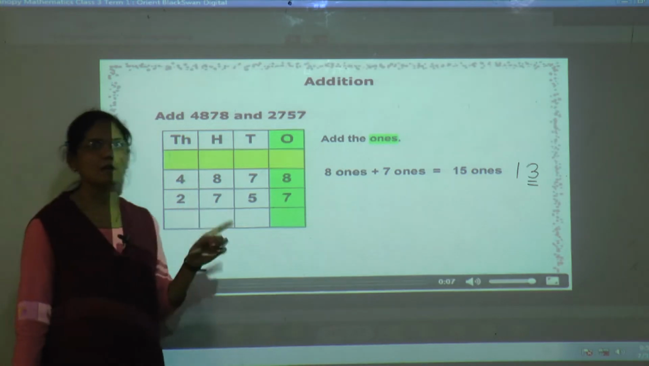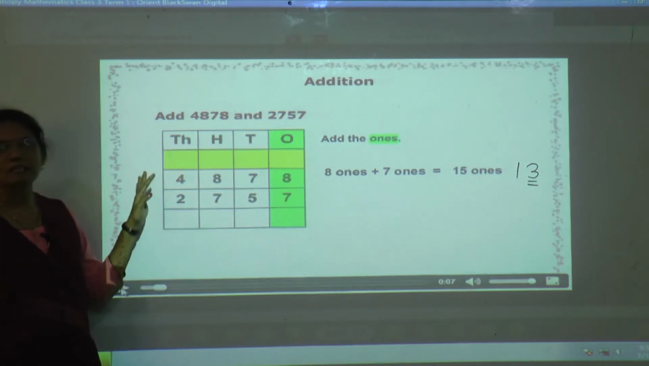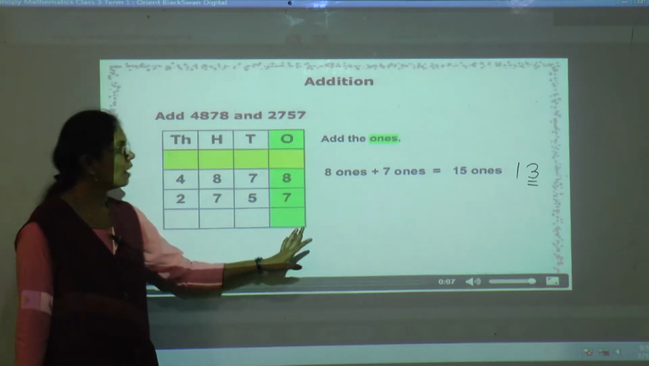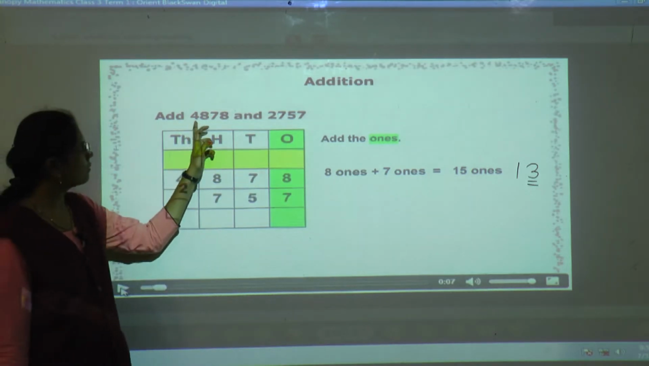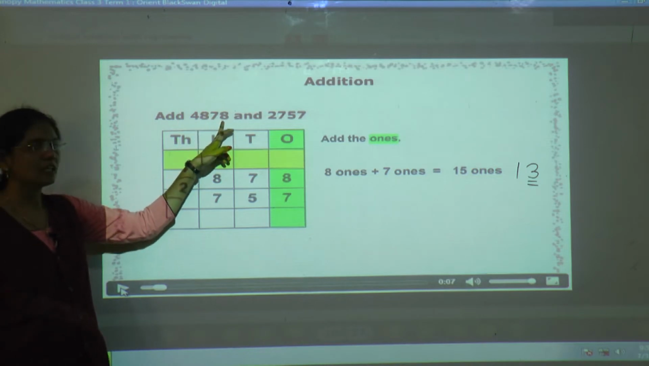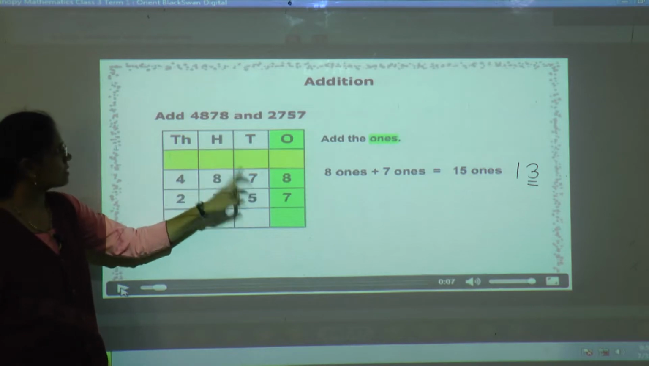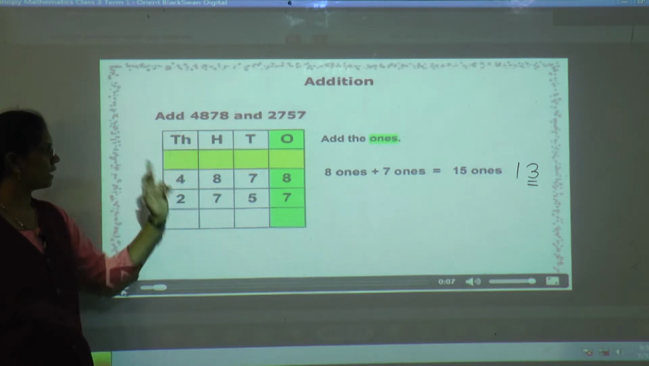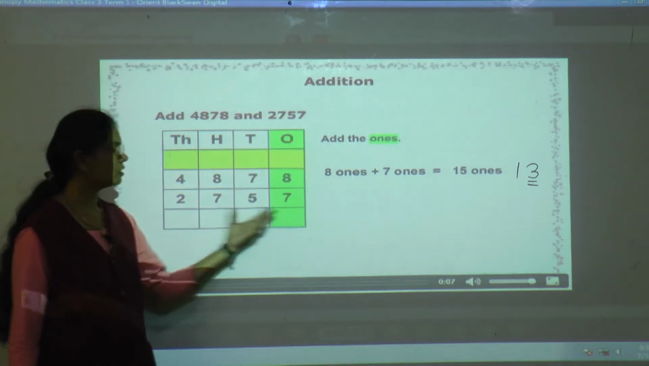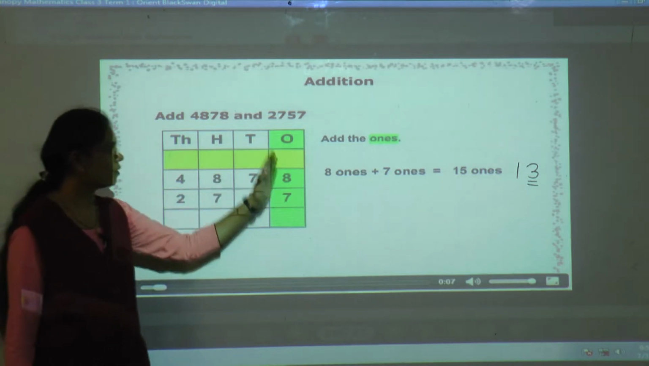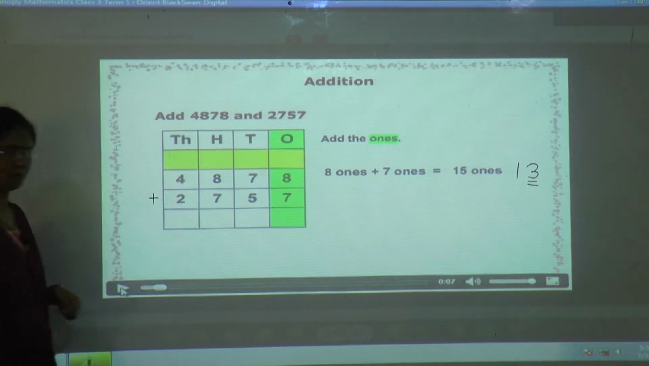While solving the sums in your notebook, in your CW, at that time also you have to draw this place value chart. This box you have to draw and put these two numbers in the box, and then only we will solve. So see here, first number is 4878. In this number at ones place 8 is there, at tens place 7 is there, hundreds place 8 is there, and at thousands place 4 is there. In the same way we will write this number also in the place value chart, and then we will do the addition. While doing the addition, it is very important to give the sign.